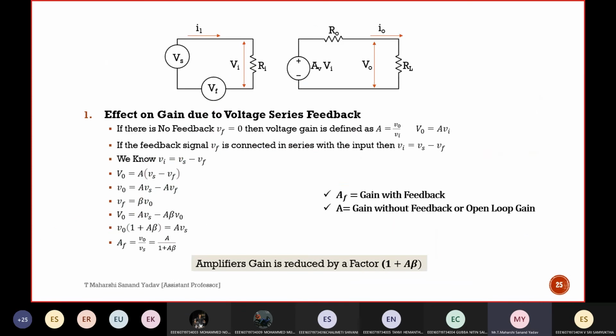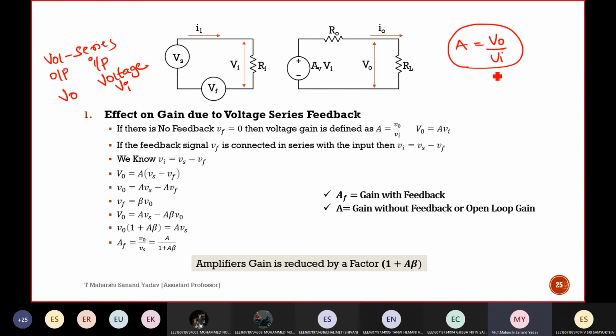Okay, see, effect of gain due to voltage series feedback. What is happening to the gain? Already I've told you, this one is voltage series. Output is voltage, input is series. So if the input is series, is it voltage or current? Input is voltage and output is voltage. So this is Vout, this is Vi. So gain can be written as Vout by Vi. Here the basic amplifier is denoted with AV or A, anything is the same. And we shall derive the answer for that also.